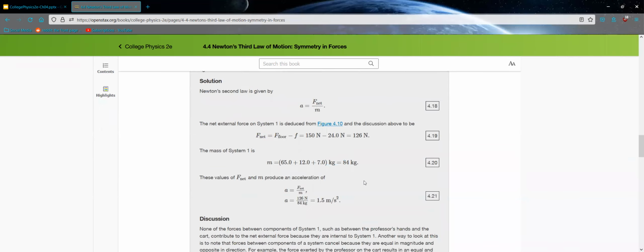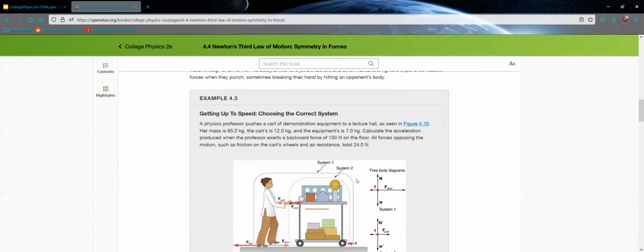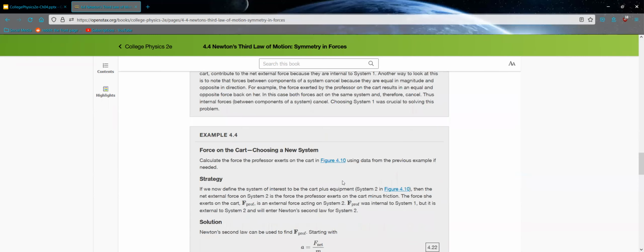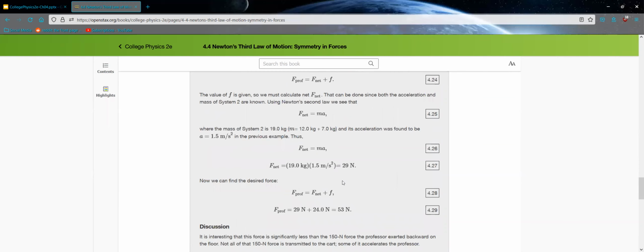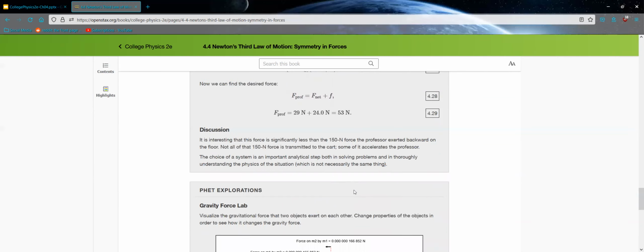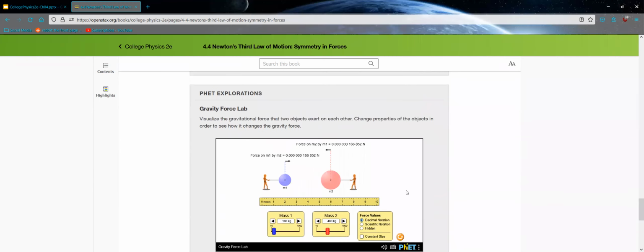Even though the professor herself is pushing 150 newtons with her feet, the cart's only taking 53 of that. So where's the other force going?